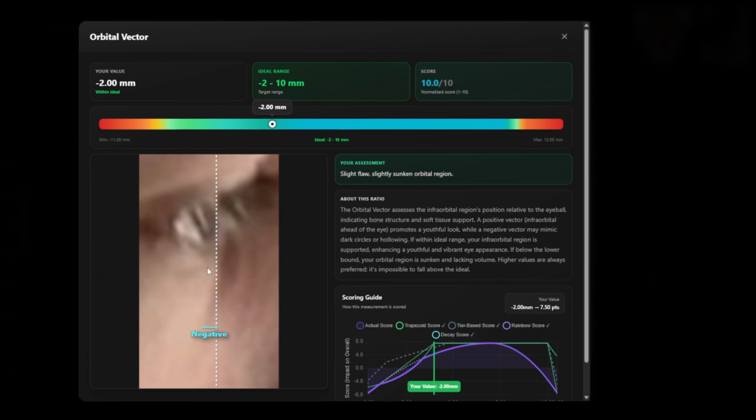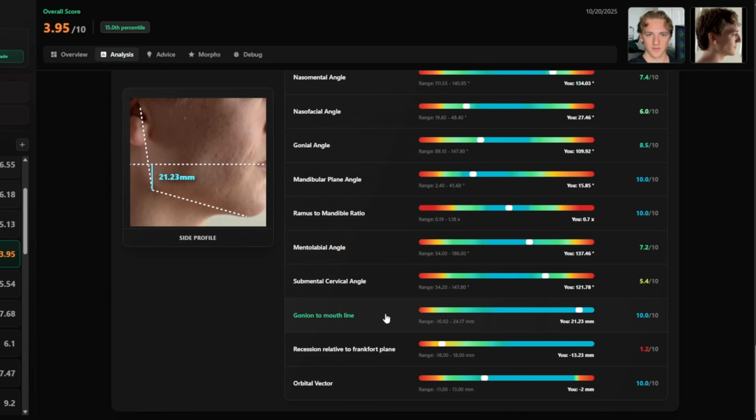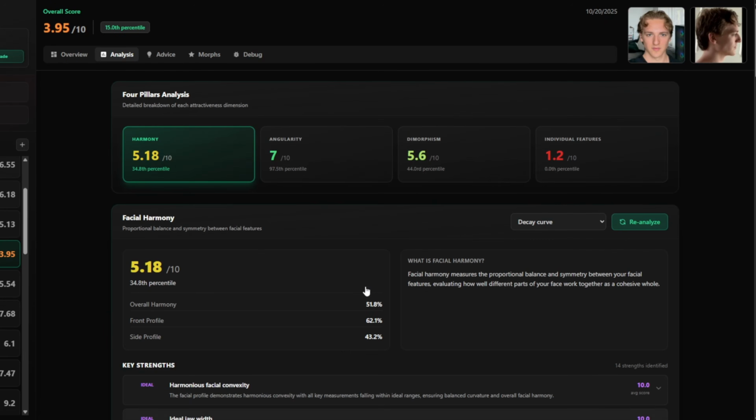And he seems to have a tiny bit of a negative orbital vector, a little bit of hollowing underneath his eyes. So overall, he got a score of 51.8%, which is fairly average. It's actually a little bit below average in terms of harmony.